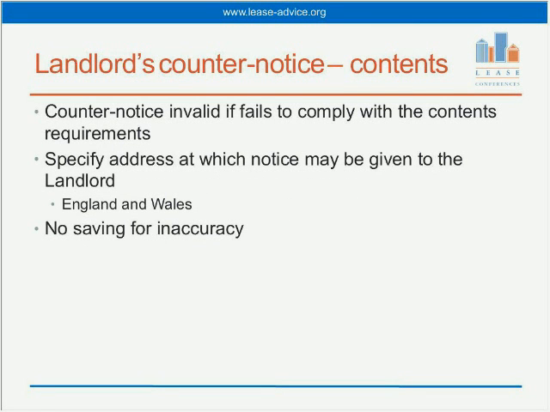Now, the counter notice will be invalid if it fails to comply with the contents requirements in the previous slide, which means that the leaseholder can, if they're in a position to do so, seek a vesting order in the county court. The counter notice should also specify an address in England and Wales, not Scotland and Northern Ireland or anywhere else overseas, at which notice may be given to the landlord. Usually that address will be the address of the landlord's solicitors. There's no saving for inaccuracy, unlike Section 42, as I covered in the first webinar. So the landlord or their professional representatives have got to get it right first time.